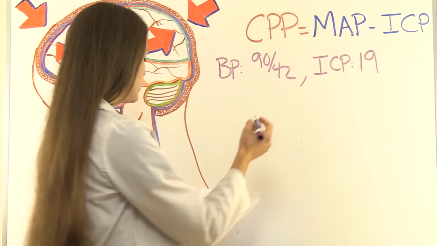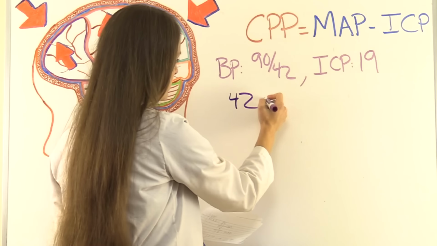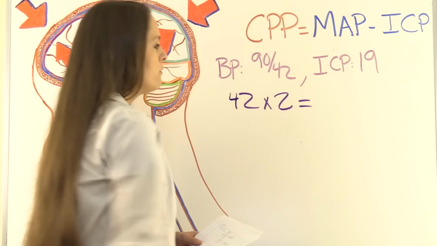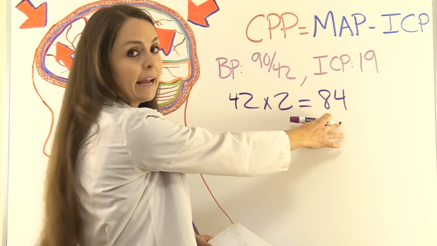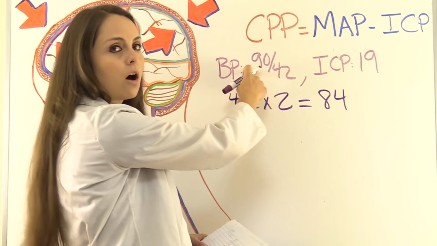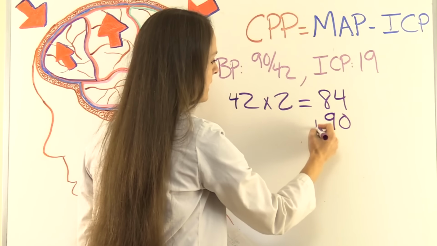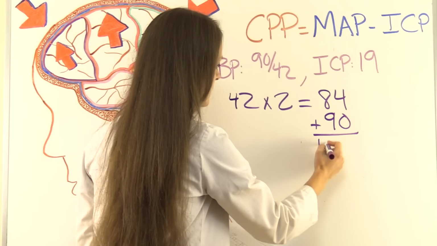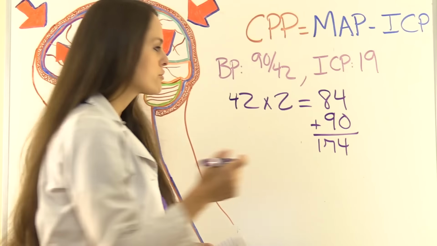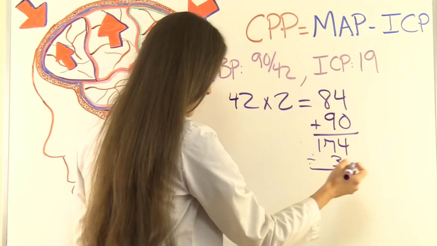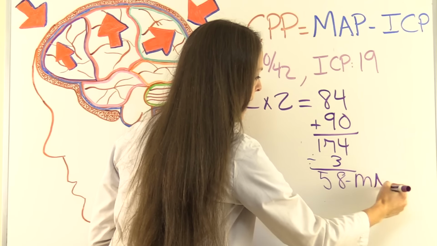So to do that, what we're going to do is take the diastolic, which is 42, and multiply that by 2. 42 times 2 is 84. Now we're going to take 84 and add it to the systolic blood pressure. That's the top number. So it's 90. So 84 plus 90 is 174. Then we're going to take 174 and divide that by 3. And that leaves us with 58. And 58 is our MAP.